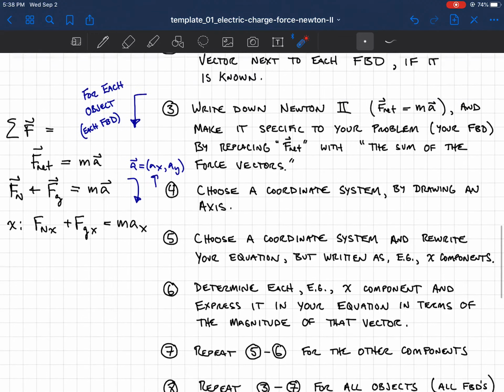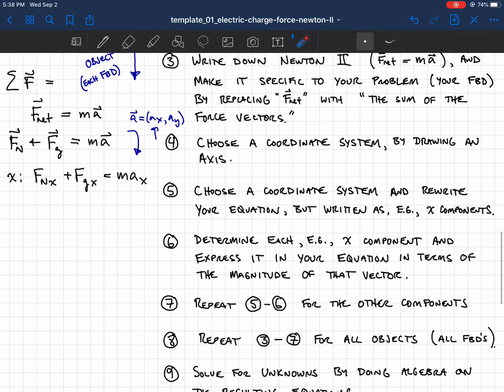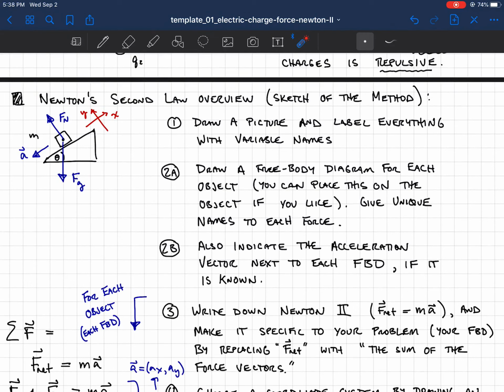And now we start to actually try to calculate things. So we want to express each of these components. This is step 6. I want to express each of these components in terms of the magnitude of that particular vector. So I want to find out what Fnx is in terms of the magnitude Fn. So let's look at it up here. Maybe I'll redraw my coordinate system quickly. So here's my coordinate system, and I'm going to draw Fn on it.